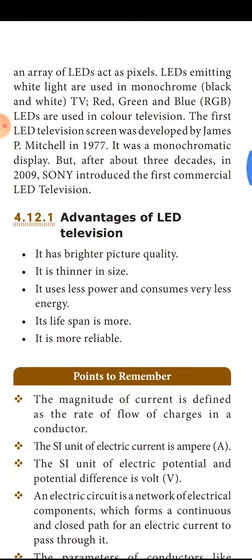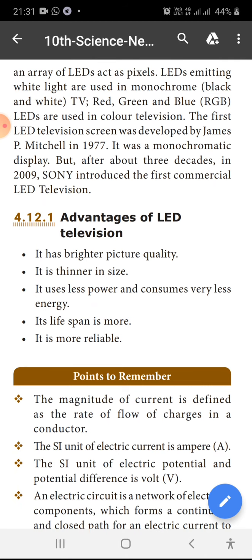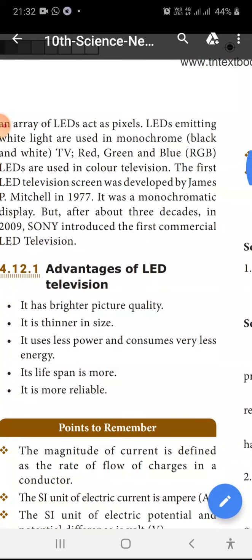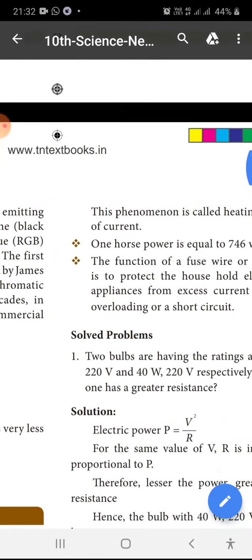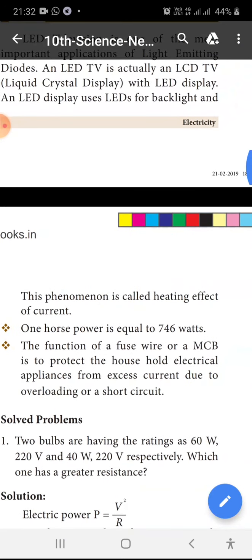Advantages of LED television. The benefits from the normal television to the LED television are a brighter picture quality, thinner size so it occupies less space. It uses less power, very little energy, so it saves our current, and the lifespan is more. It is more reliable, comfortable in all the ways.